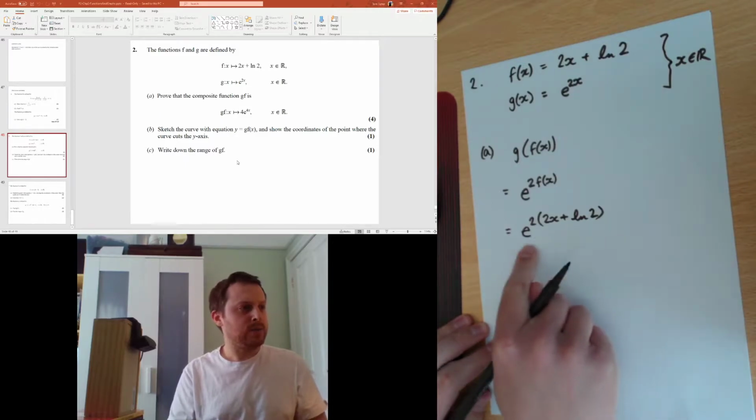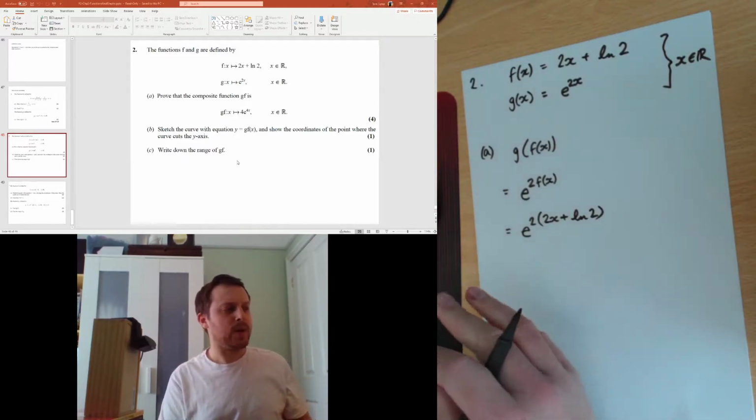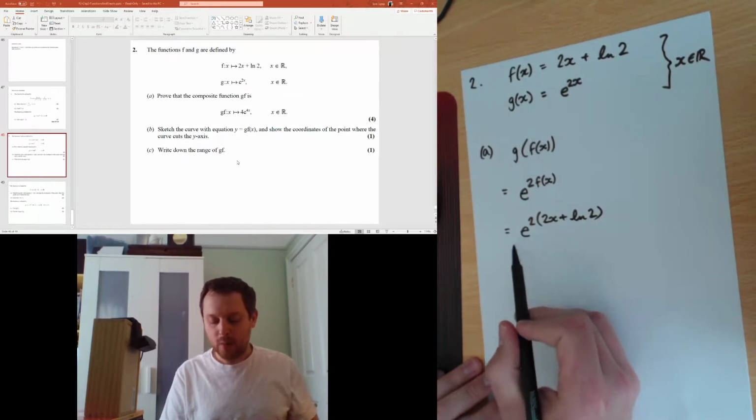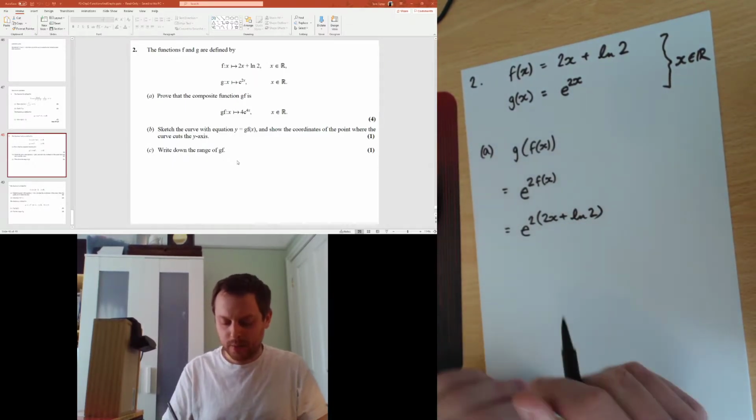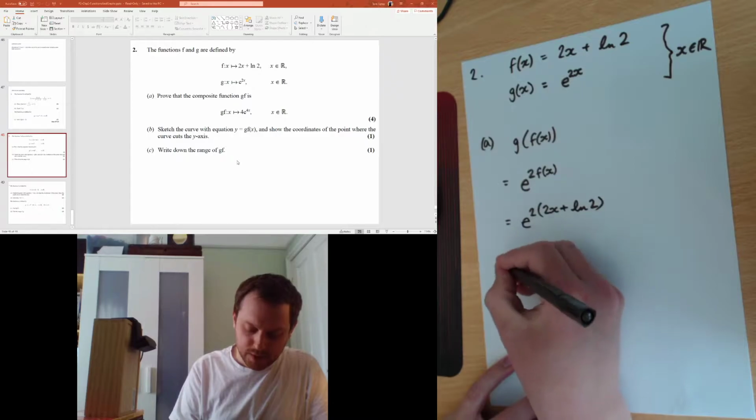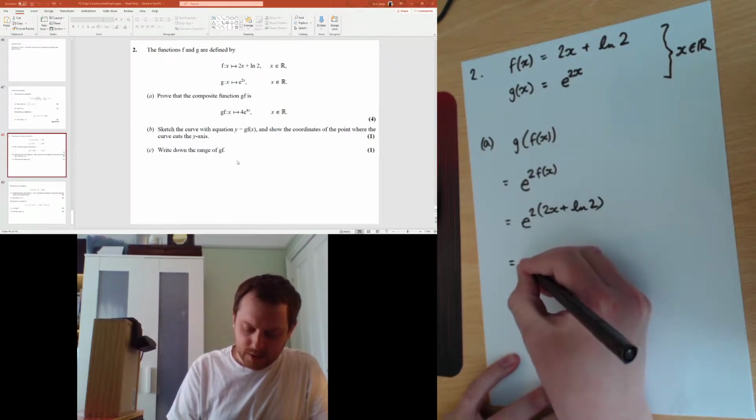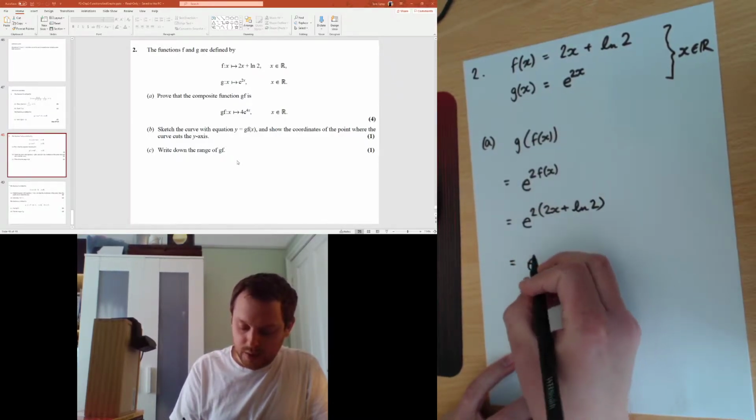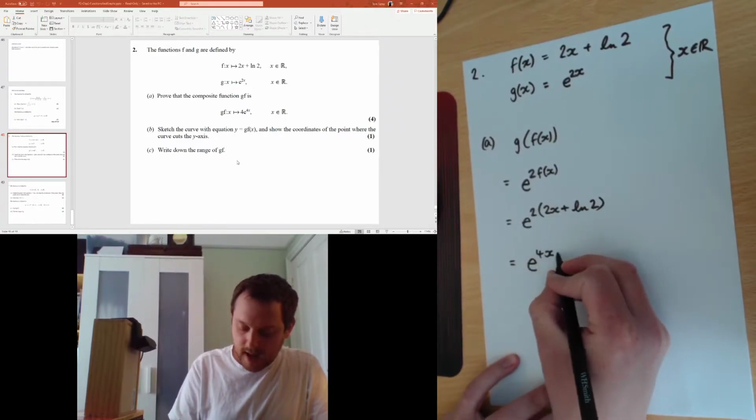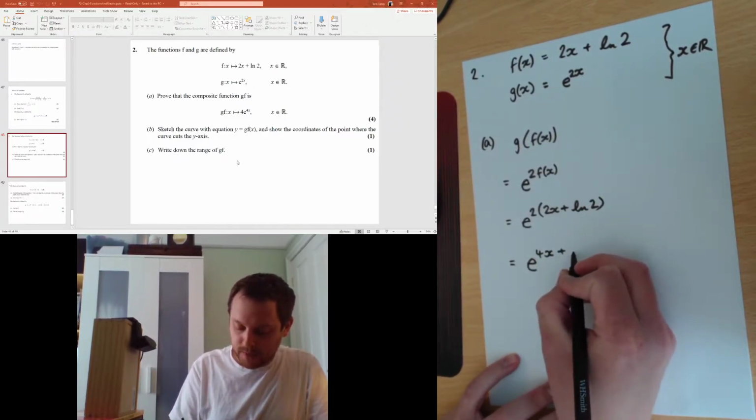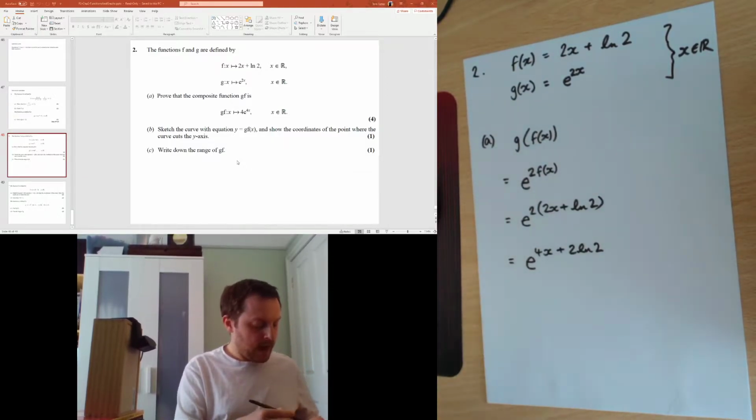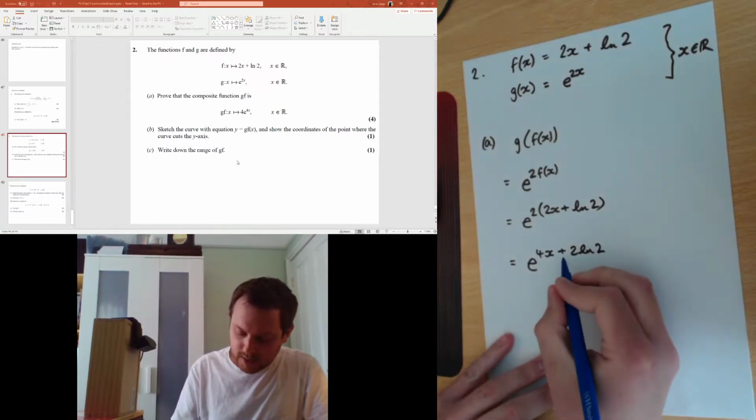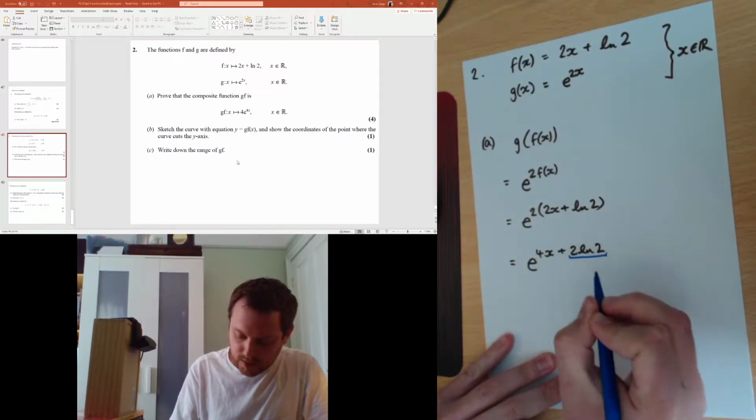And now this is an index laws question, where we also have to be aware of some log laws. Okay, so we'll get to those as we come to use them. So first of all, let's expand that bracket. So e to the 2 lots of 2x is 4x, and 2 lots of log 2 is 2 log 2. Now, you could do this in any order, really. Let's deal with this log first.